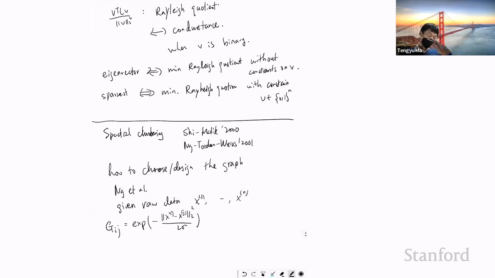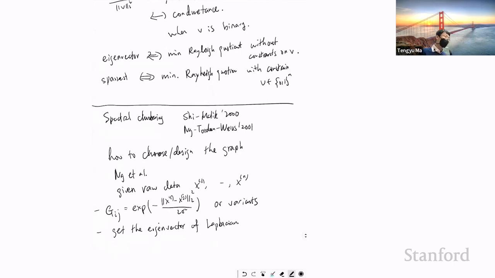So you define this with some training parameters, or you can have some other variants. I guess you define a graph based on some distances between the raw examples. And then what you do is you get the eigenvectors. So the first step, you define a graph G, and you get eigenvectors of the Laplacian and the normalized adjacency matrix.